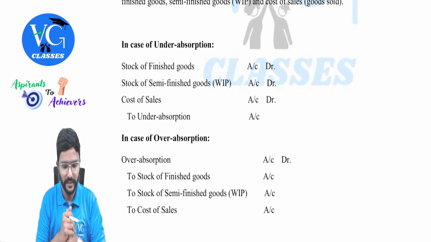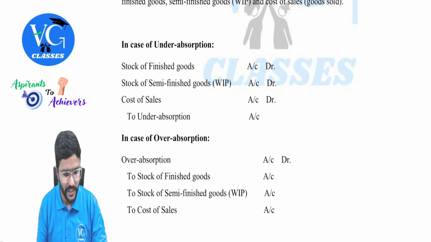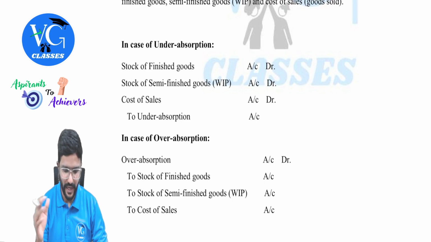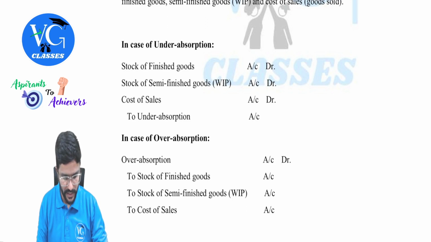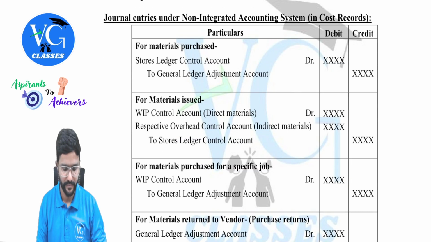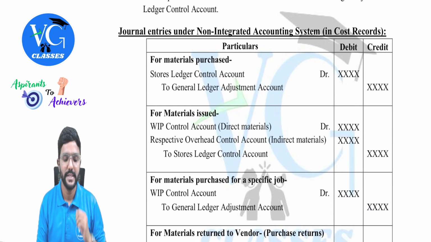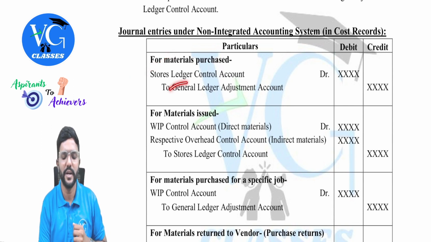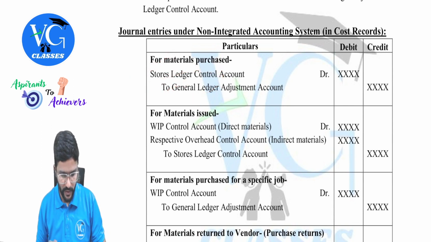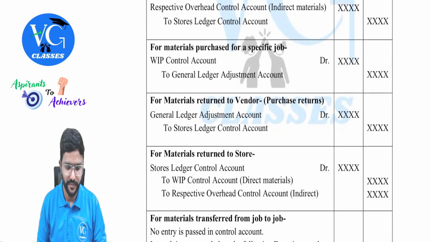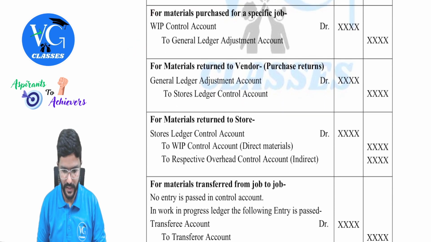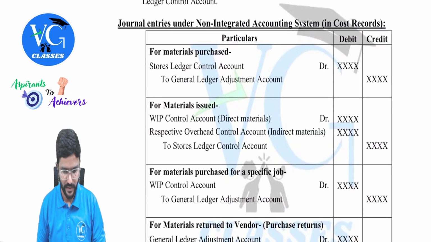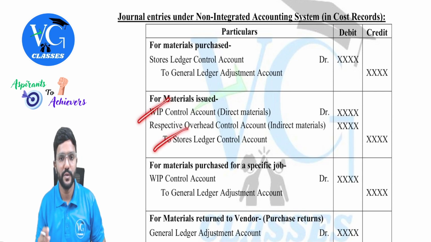Or else, even if I show you, just a minute, in cost accounting system, I am showing here in overheads chapter. If you want me to show the journal entries, just a minute. See what they had asked. Stores ledger to general ledger, or this is also called as cost ledger. Okay. Next, issued to production. WIP, where is that? Issued to production, right? Yeah. WIP to stores ledger.